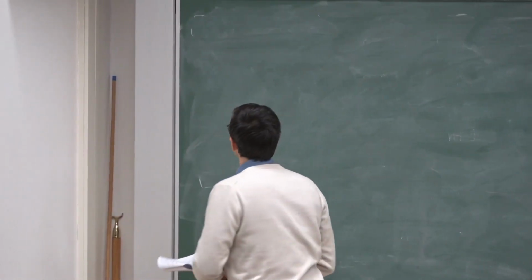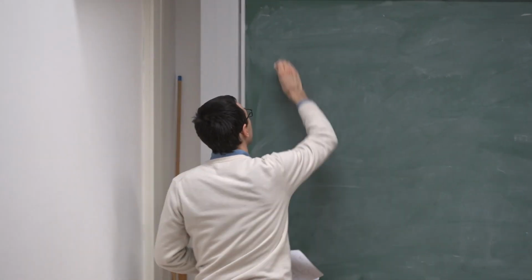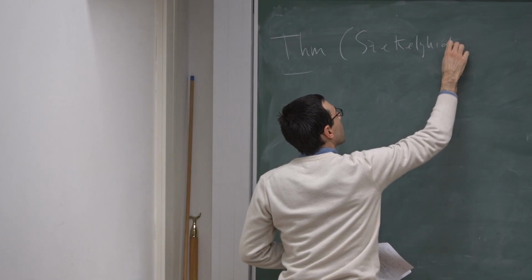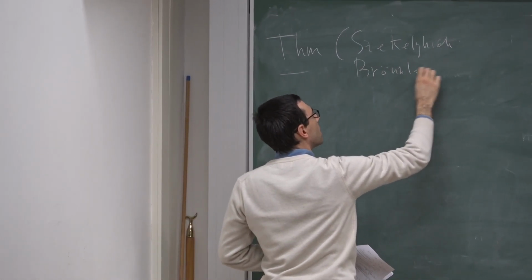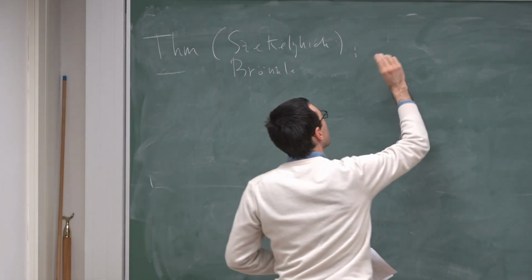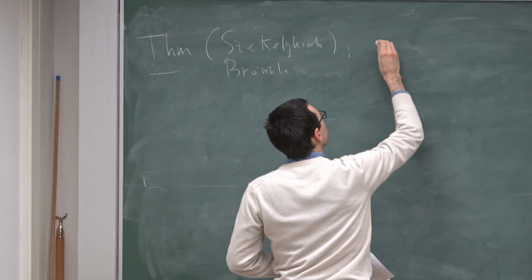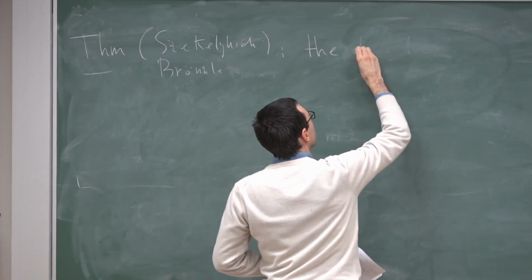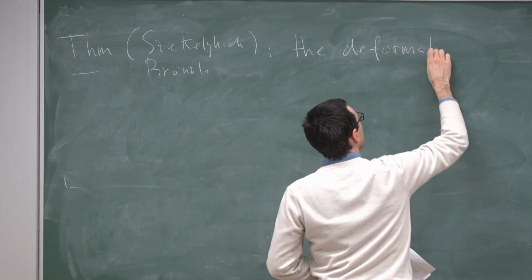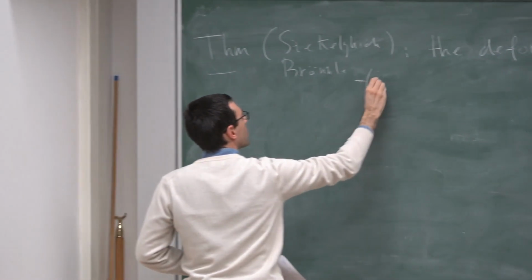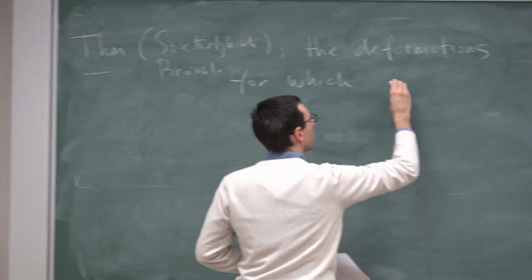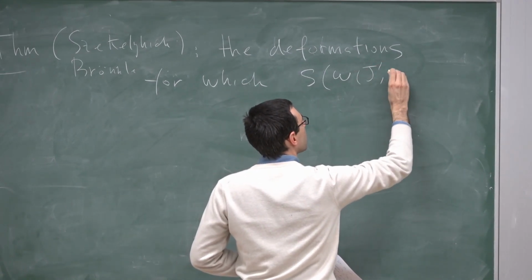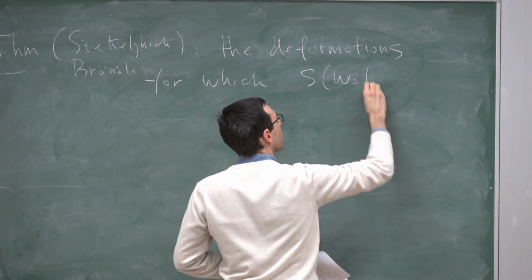I realize that time is kind of short. So maybe let me just have this slightly vague formulation of this theorem of Székelyhidi and Brönnle that says that the directions, the deformations for which S omega, say J prime, G omega naught J prime.